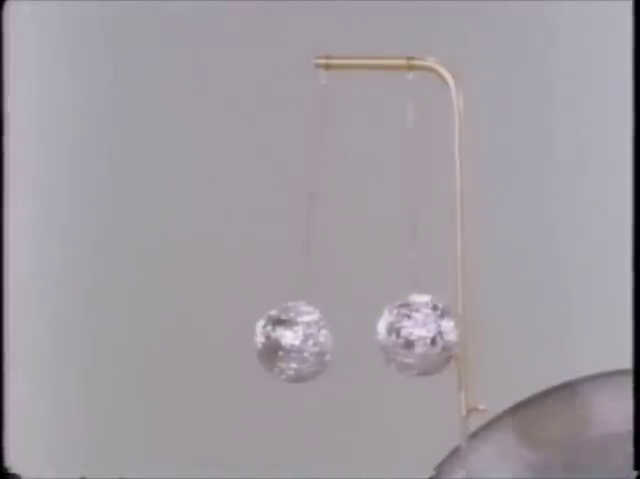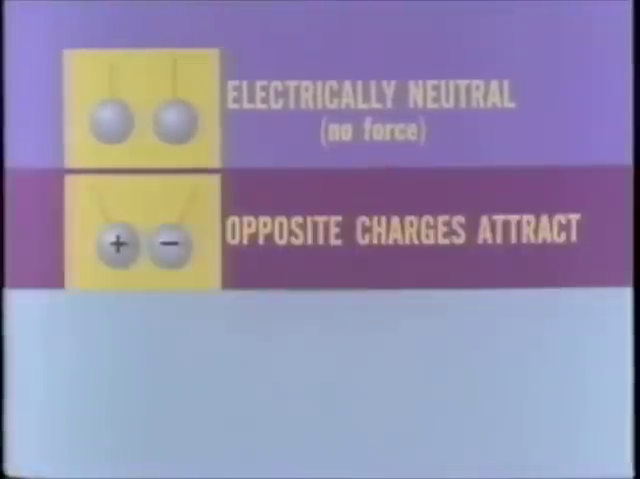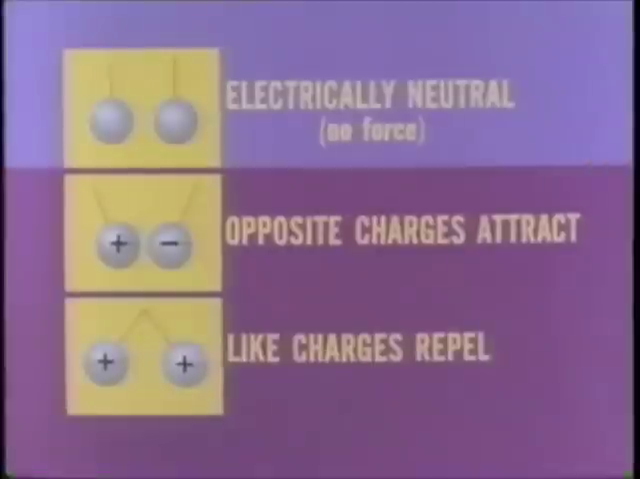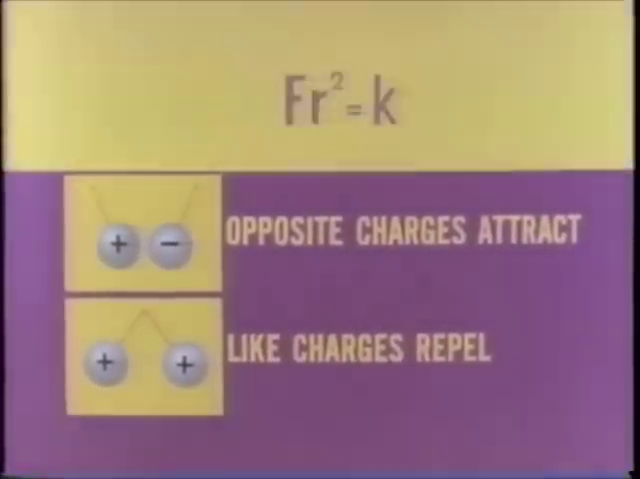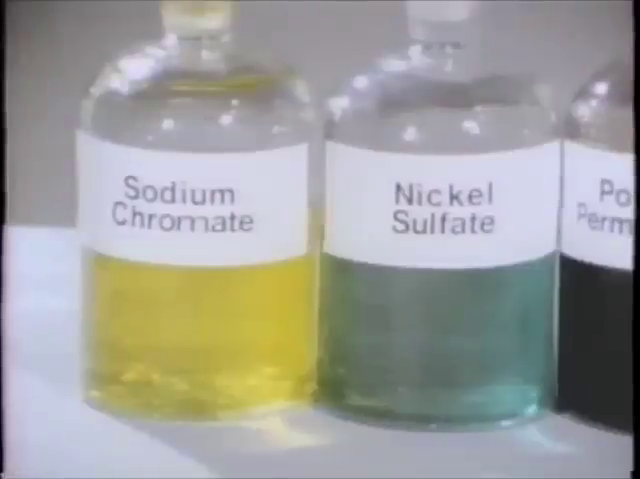Thus far, we have seen that uncharged, that is, electrically neutral objects, exert no force. Opposite charges attract, and like charges repel. The force of interaction between two charged objects varies with the distance between them. Let's apply these ideas to chemical behavior.